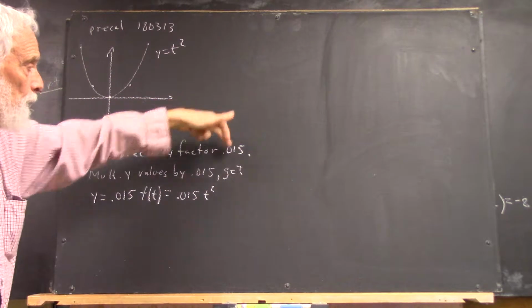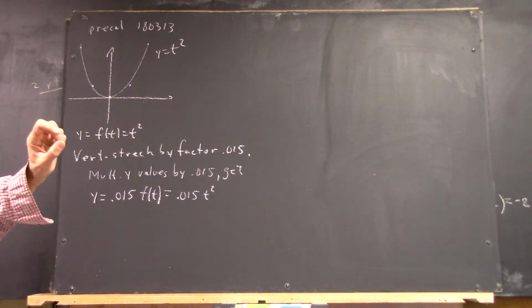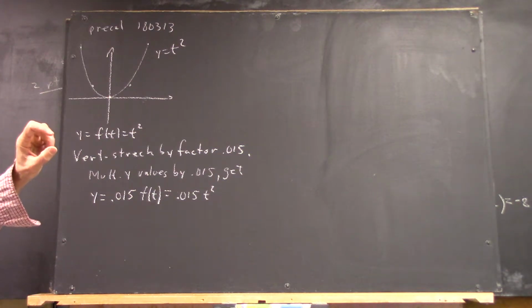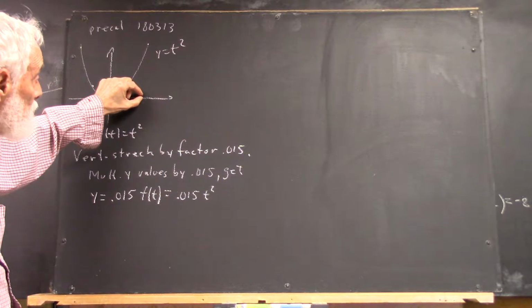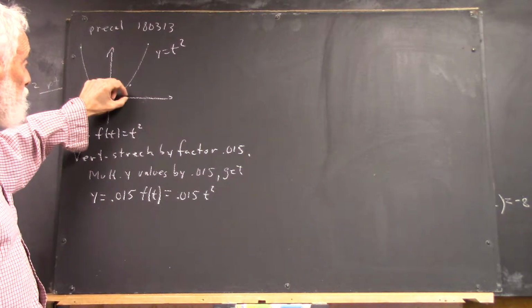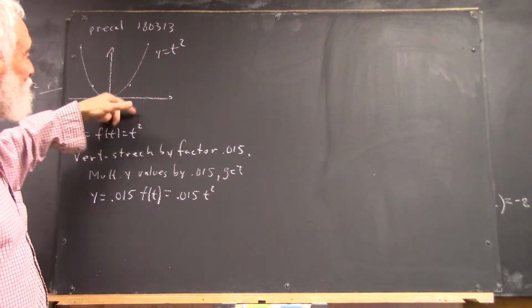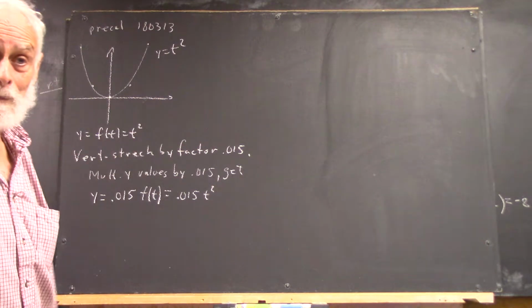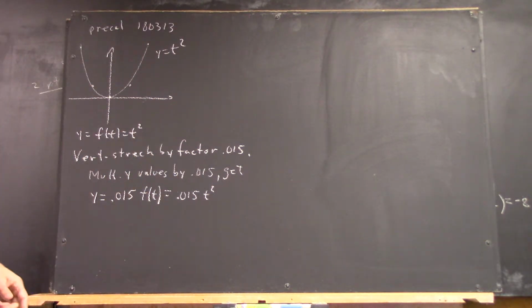Well, here we're multiplying by factor 0.015. Now that's like 1/60th, right? Okay, so if you multiply this y value by 0.015, you're going to get a little small y value here. And this y value is going to shrink down so much that you can't even see that the point is away from the x-axis, right? So you would rescale the graph.